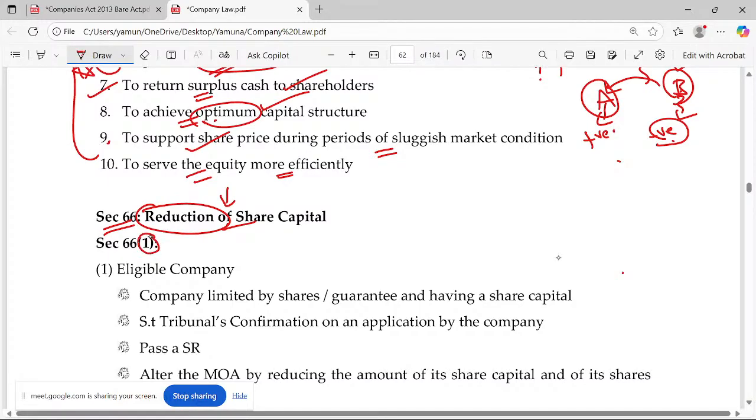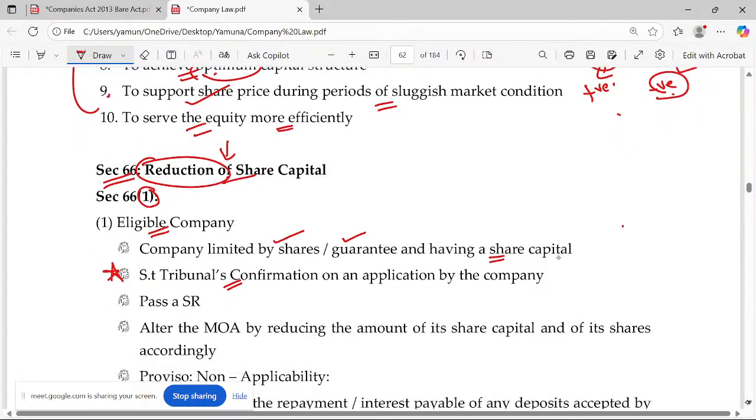Subsection 1 says which company can go for reducing the share capital: the eligibility of a company limited by shares or guarantee and having a share capital. By default, only a company having a share capital can go for reducing the share capital. Please highlight the second point, subject to the tribunal's confirmation, which means the company has to apply, then the tribunal has to confirm, and only then can you proceed.